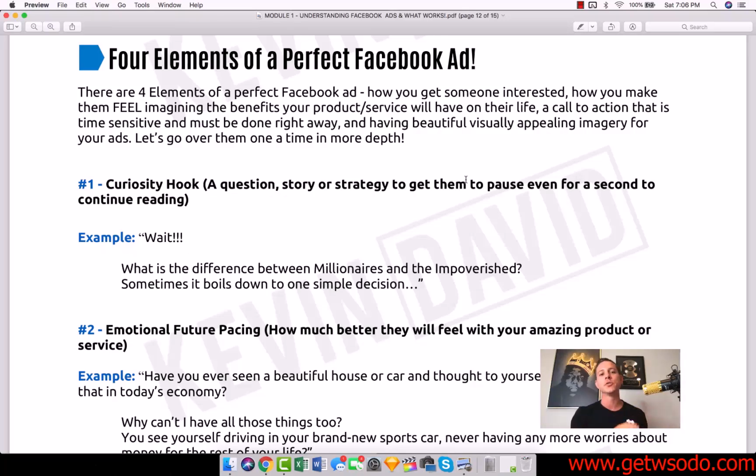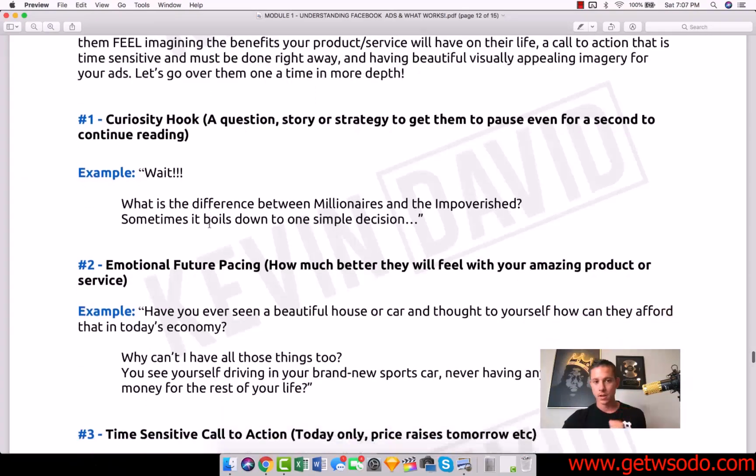But I want to introduce the 4 elements that pretty much every Facebook ad needs to really be successful. Because with advertising, there's nothing new. Everything that's been invented in 2018 already existed in 1940 and 1950, right? It just changes and is reformulated and repackaged to be more up to date. And so the 4 elements of a perfect Facebook ad or Google ad or whatever ad are the following.